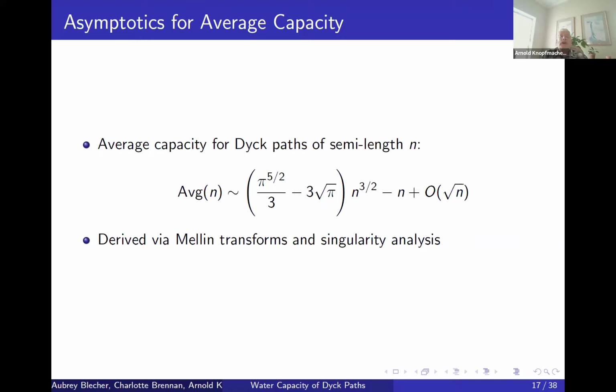Basically, we end up with a total water capacity, which is some constant, which depends on pi, multiplied by the length of the path, or actually semi-length, which is n. And we see the water in fact grows like n to the power 3 over 2. So that's quite interesting.